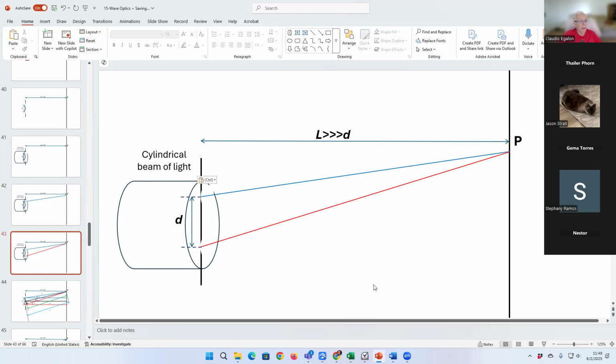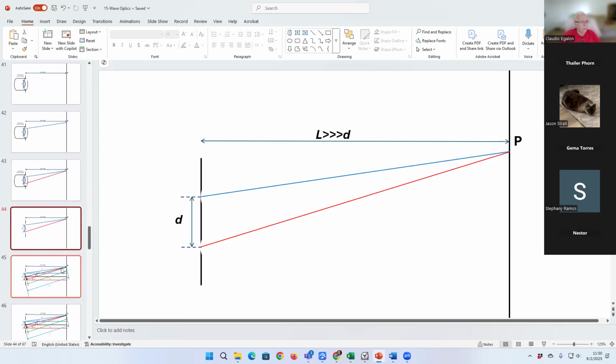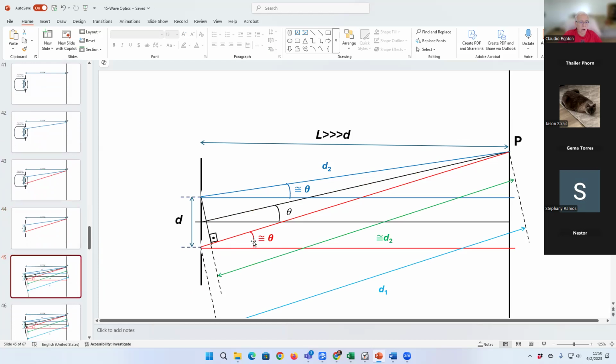And now I'm going to do the actual calculation. In the next slide, I'm going to remove this beam of light so we do not have too much stuff to deal with. So here you go. What we have in this drawing is a horizontal line.